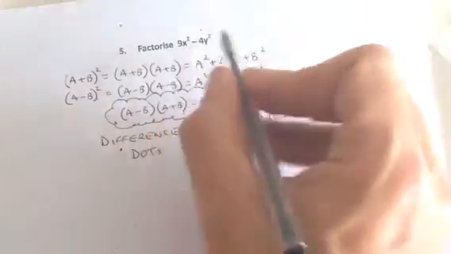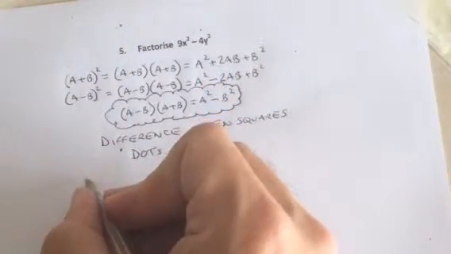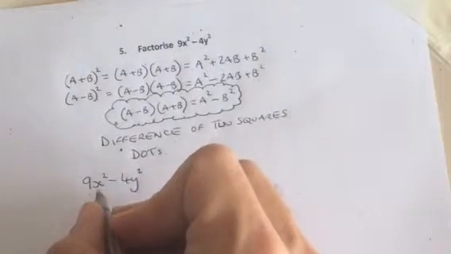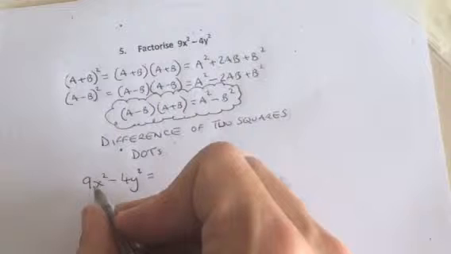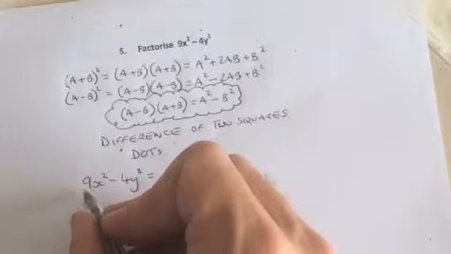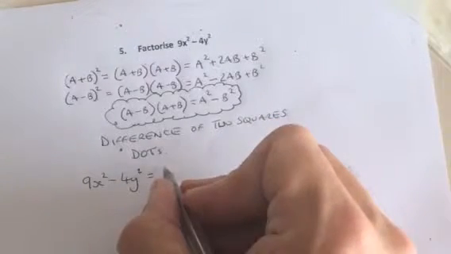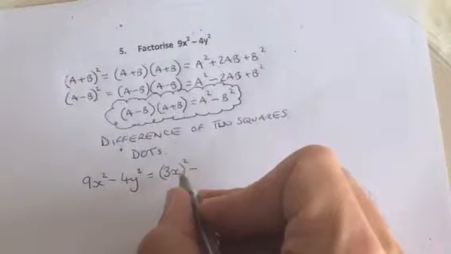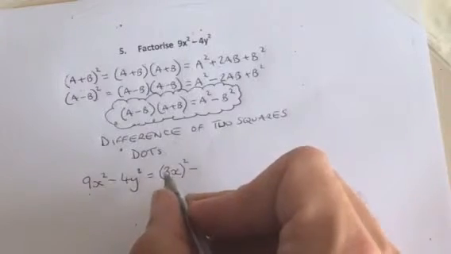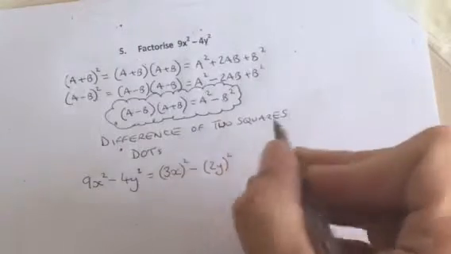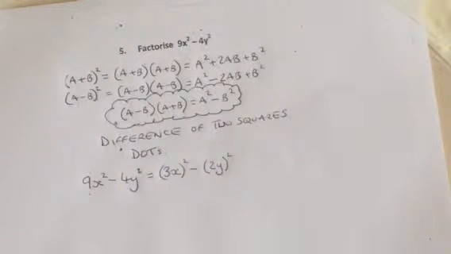So, what we notice here is that we have got 9x squared minus 4y squared. Now, if I look at 9x squared, it is itself a square. It is not the square of 9x, because that means 9 times the square of x, but it is the square of 3x, because 3x times 3x is 3 times 3 times x squared, which is 9x squared. And 4y squared is the square of 2y, because 2y times 2y is 2 times 2 times y squared, 4y squared.